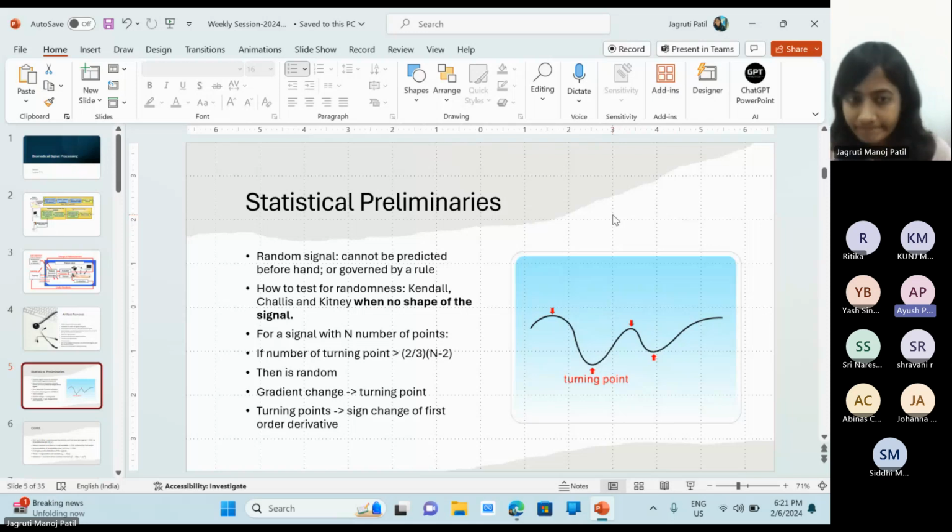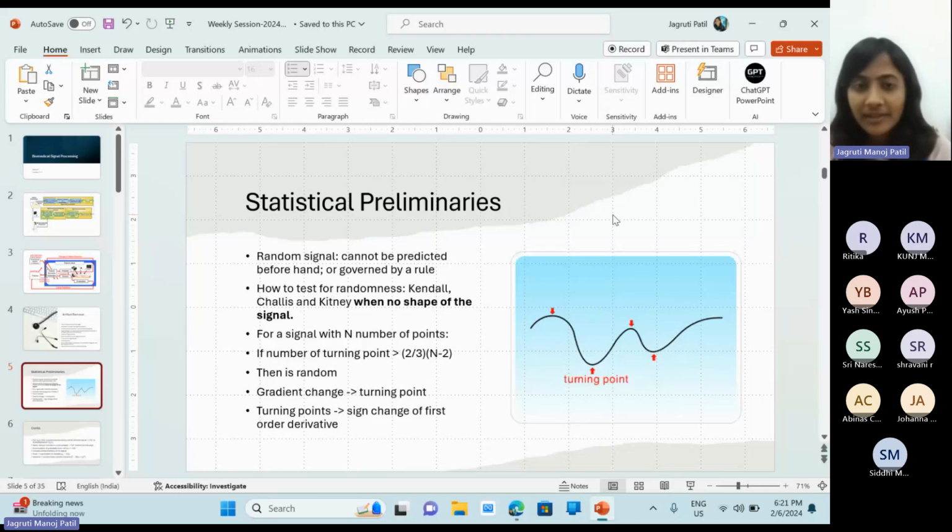And random signals are calculated using the formula that the number of turning points should be greater than 2 into (n minus 2) upon 3. Okay, so that's just a criteria. I also got to know about this criteria.